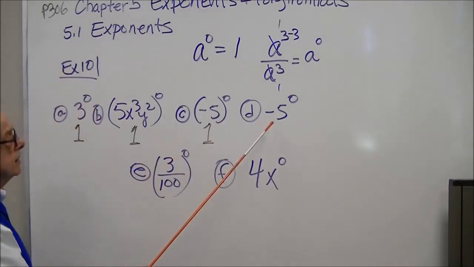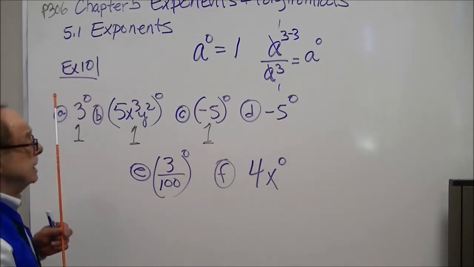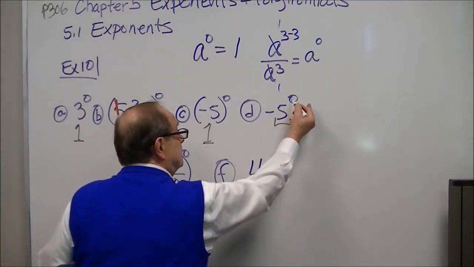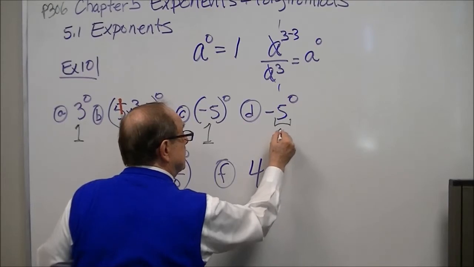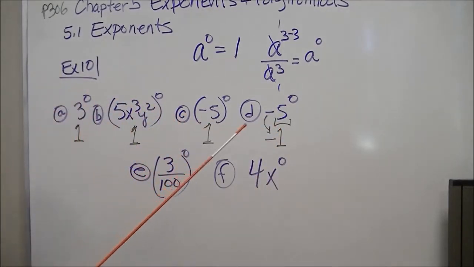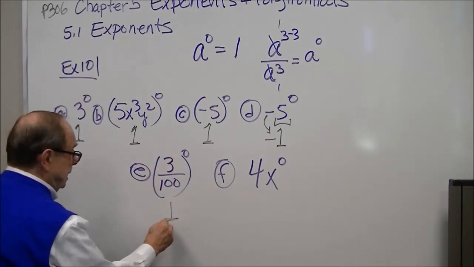Now, here's where it gets a little tricky. What is the base here in letter D? Well, it's 5. Well, 5 to the 0 power is 1, but now we apply the negative sign. So without being in a parenthesis, the negative sign is separate. So this is 5 to the 0 power, which is 1, then you apply the negative. Anything in a fraction form, it's to the 0 power, is a 1.